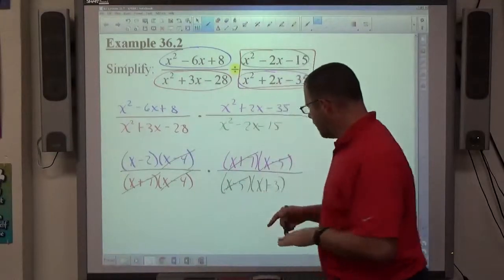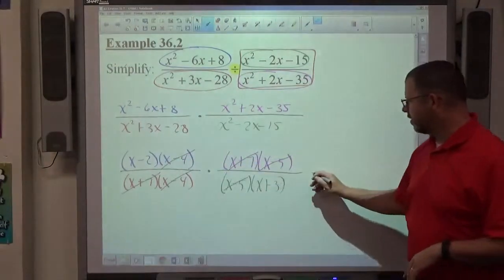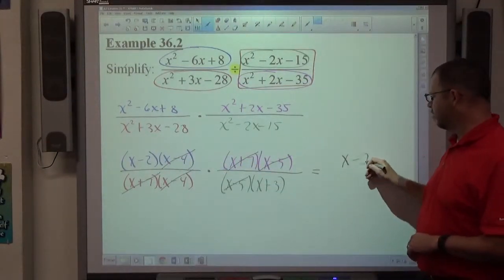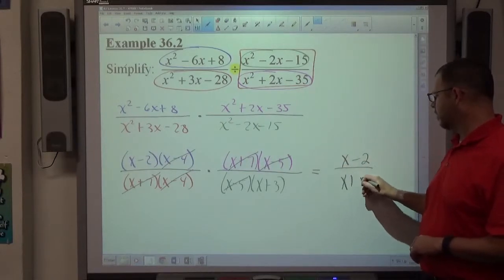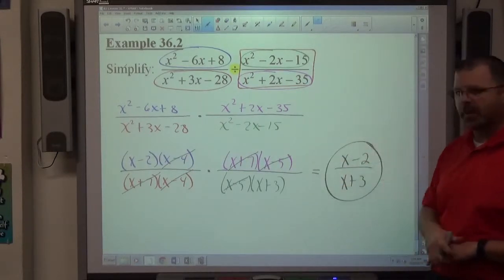And then again, we're multiplying. These don't match, so we can't cancel them. All that's left on top is x minus 2. All that's left on bottom is x plus 3. And we leave our answer like so.